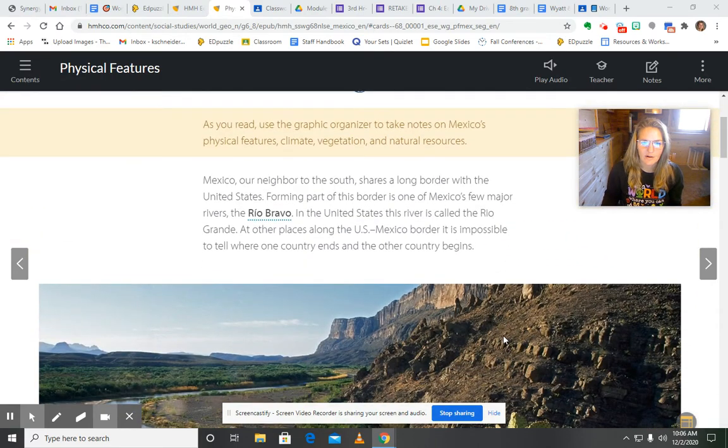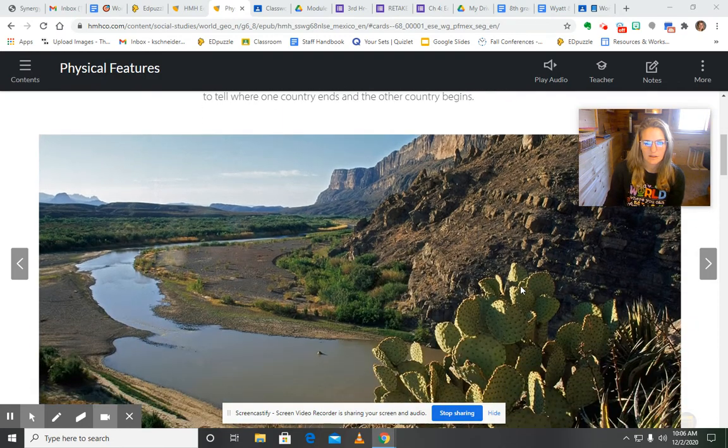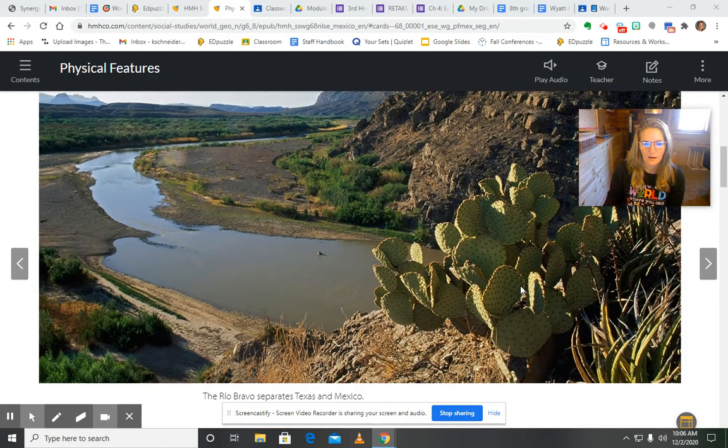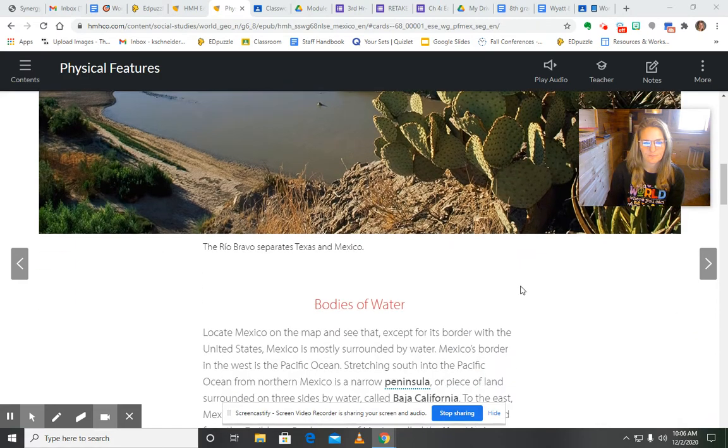So Mexico, our neighbor to the south, shares a long border with the United States. Forming part of this border is one of Mexico's few major rivers, the Rio Bravo. In the United States, this river is called the Rio Grande. And in other places along the U.S. and Mexico border, it is impossible to tell where one country ends and the other begins. So here's a picture of the Rio Bravo. It separates Texas and Mexico.